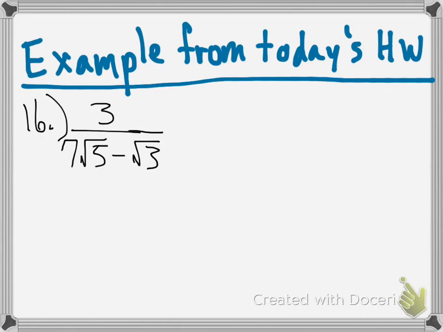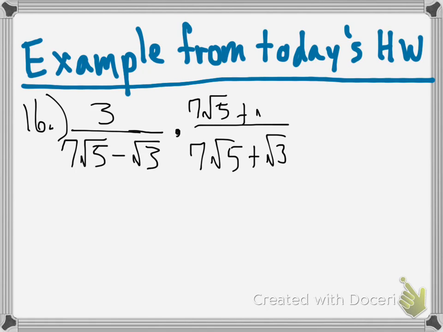So once again, I have to multiply by the conjugate of the denominator. So that'd be 7 square root of 5 plus the square root of 3. Whatever I do to the bottom, I have to do to the top. Multiplying the top and the bottom by the conjugate of my denominator. So once again, up top, I'm distributing. 3 times 7 square root of 5 is going to give me 21 square root of 5.